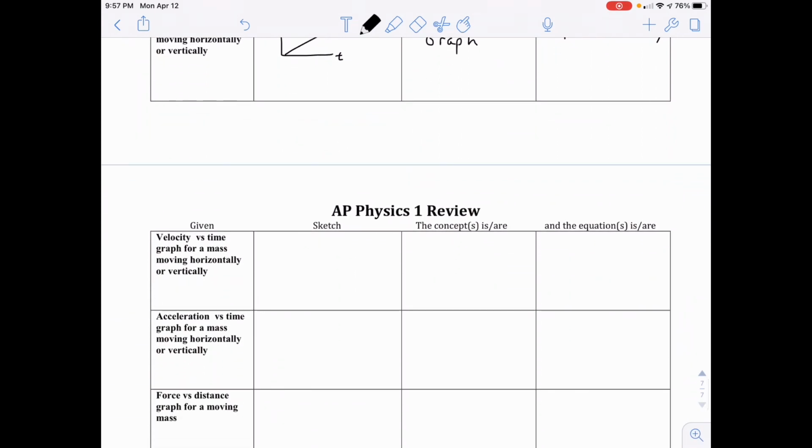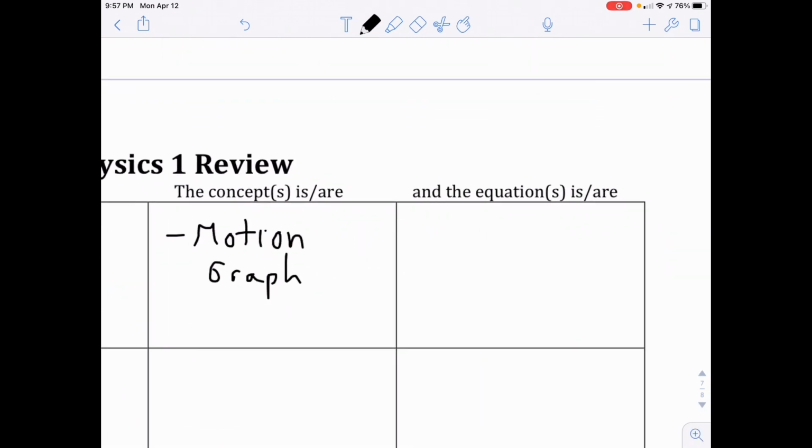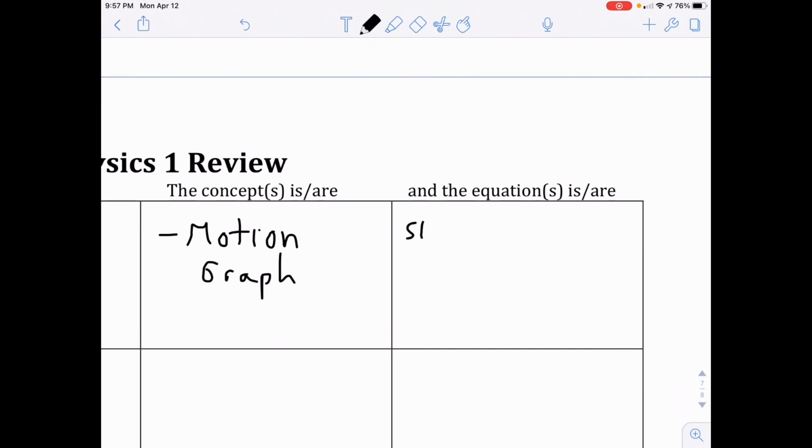All right, in the next scenario, let's say we're given a velocity time graph. Just any velocity time graph, it doesn't matter. It's also a motion graph concept. But here's what we need to know about a velocity time graph. There are 2 things we need to know about it. Number 1, the slope of the graph equals the acceleration, the constant acceleration that the object is undergoing.